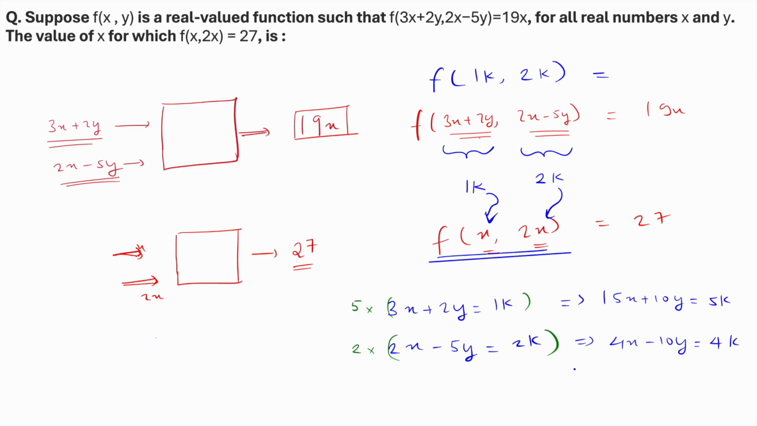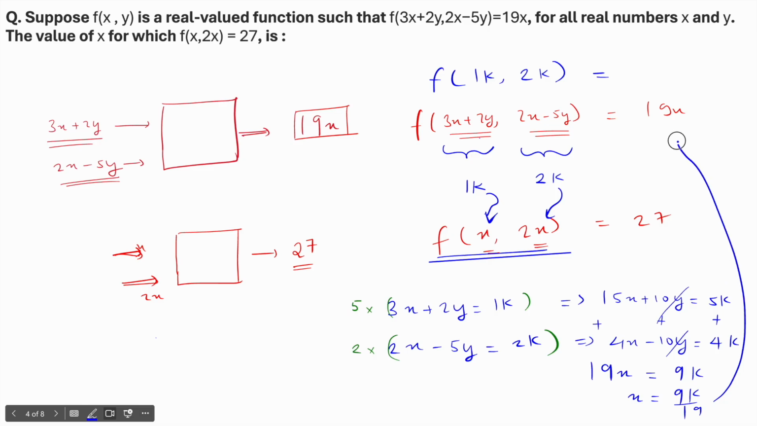Then we can just add these two equations. When you add them, 10y minus 10y cancels out. 15x and 4x will be 19x, and 5k and 4k will be 9k. So I get 19x is 9k, or x is equal to 9k by 19. I will substitute x as 9k by 19 in the right hand side, so it becomes 19 into 9k by 19. The 19 gets cancelled out, and the right hand side becomes 9k.